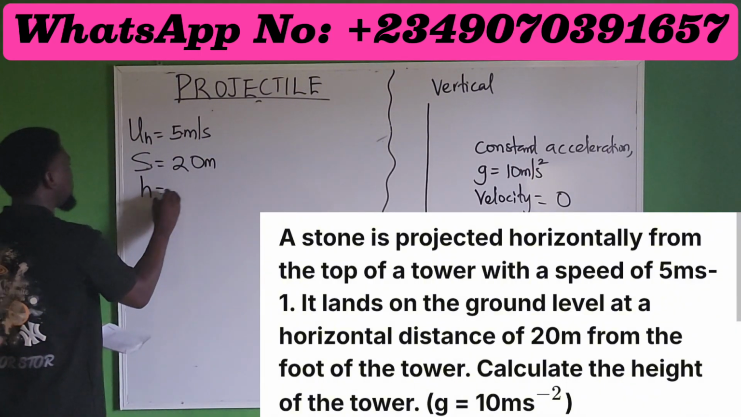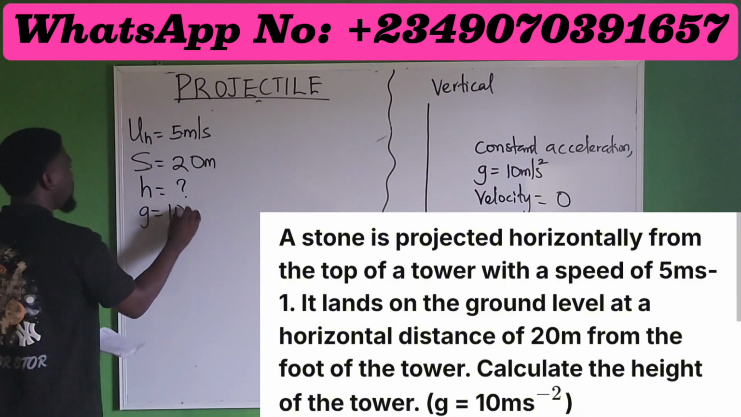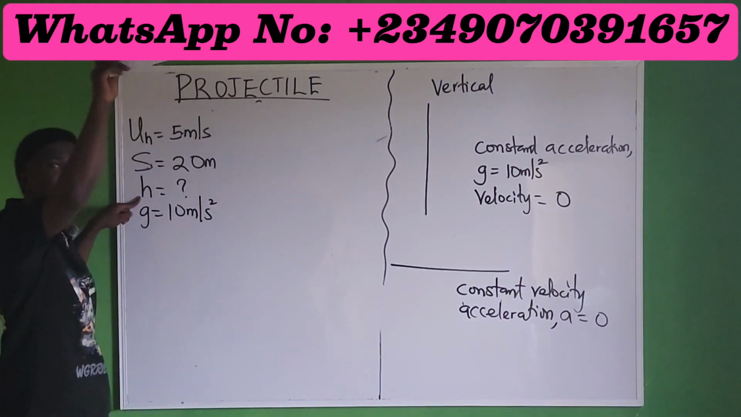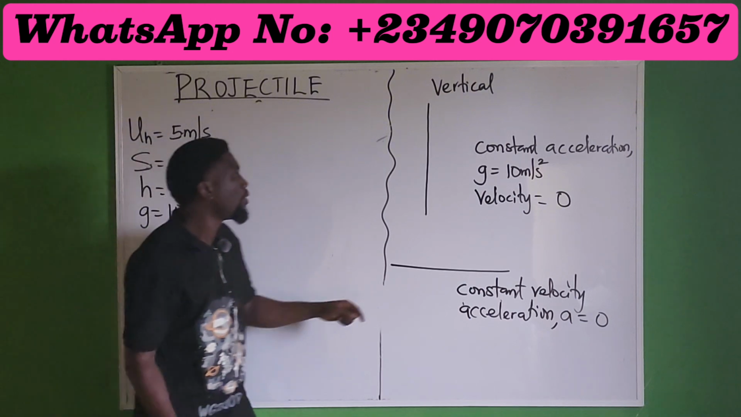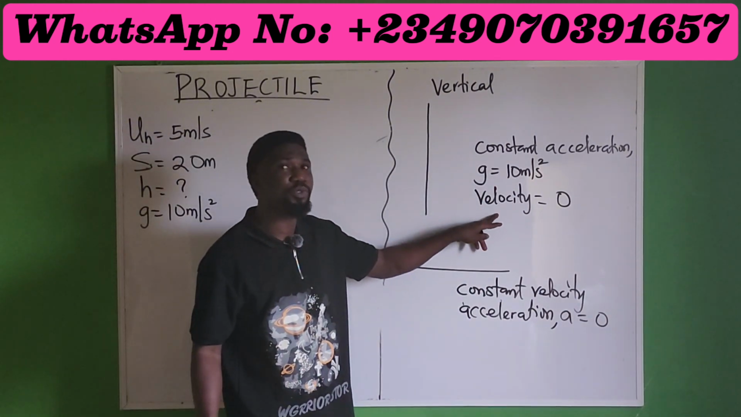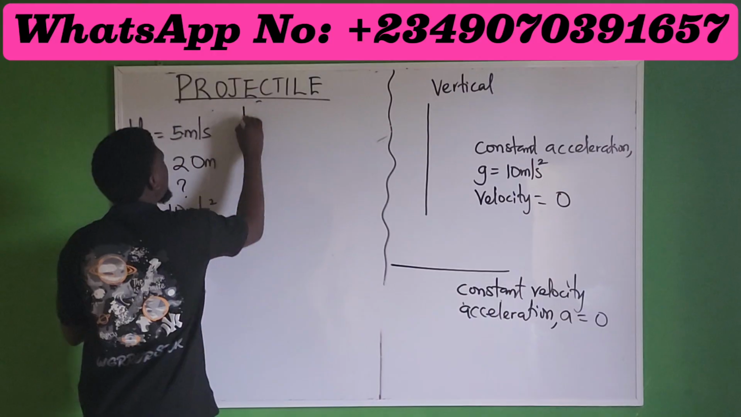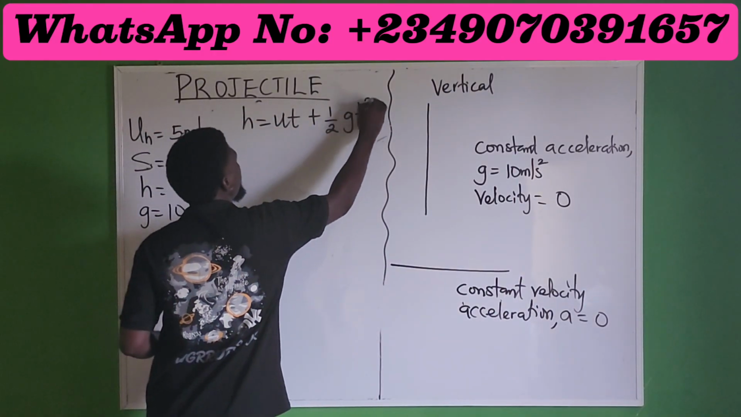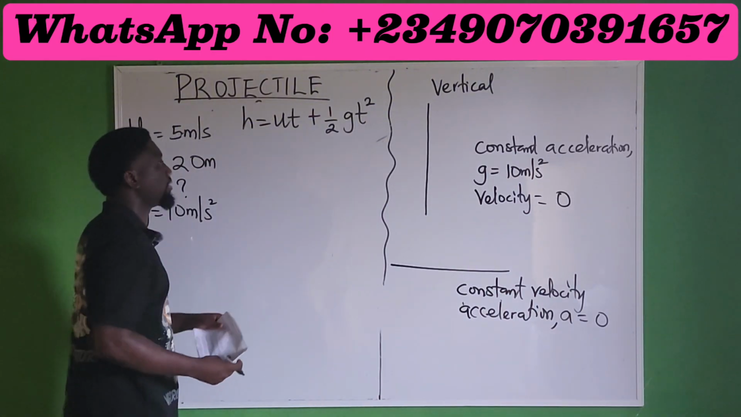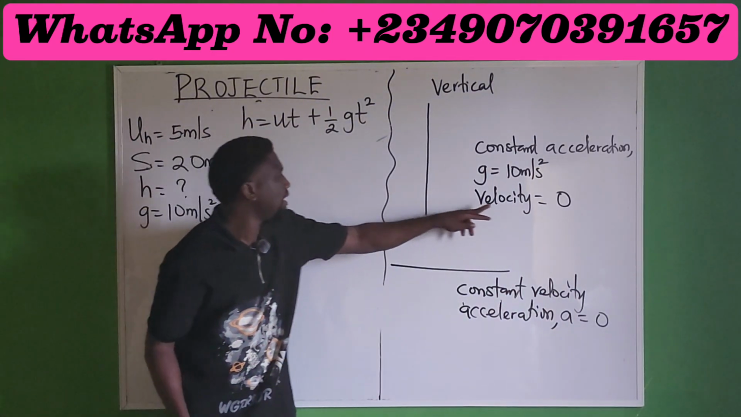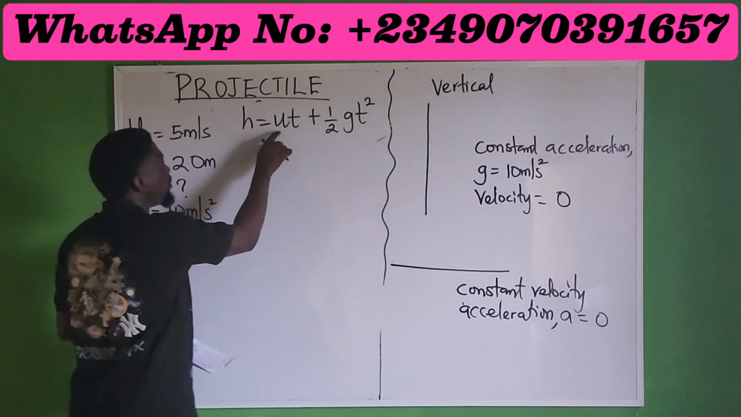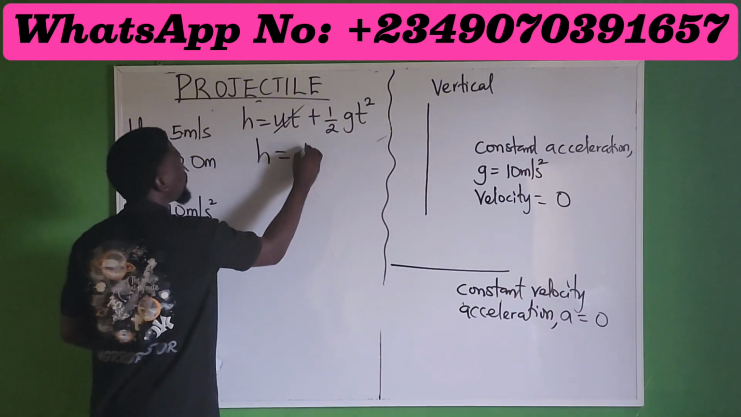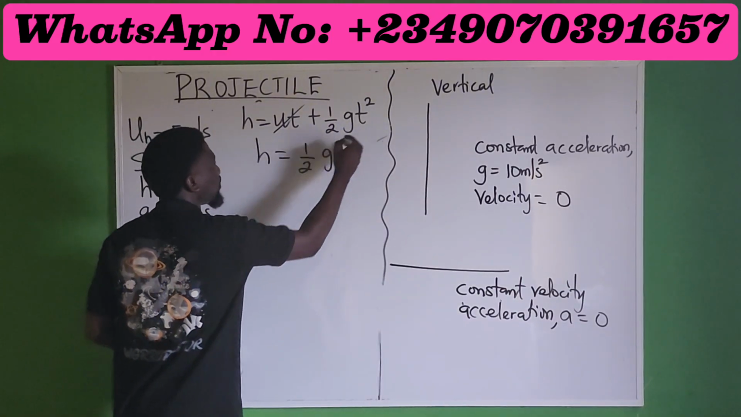So we have to find the height, where g is 10 meters per second squared. Remember, we want to get the height. That is for the vertical motion. For the vertical motion, we have that g is 10 and initial velocity is 0. So I can just have it somewhere that h is ut plus half gt squared. Do you understand? So now for the vertical, we said initial velocity is 0. So this u here is 0. So 0 times t is cancelled. So we are left with h to be equal to half gt squared.